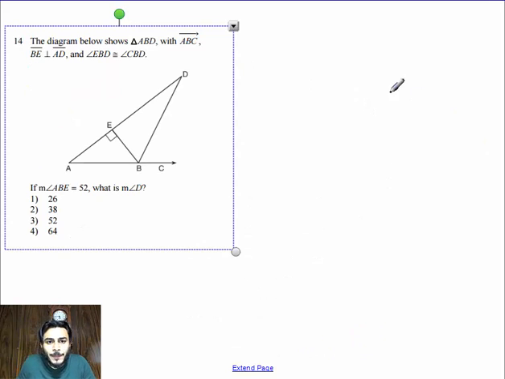Number 14 says the diagram below shows triangle ABD with ray ABC. BE is perpendicular to AD, and angle EBD is congruent to angle CBD. If the measure of angle ABE is 52, what is the measure of angle D?